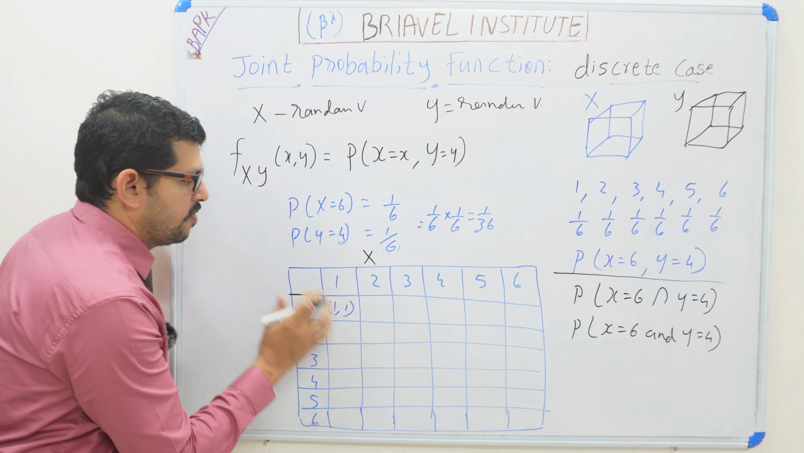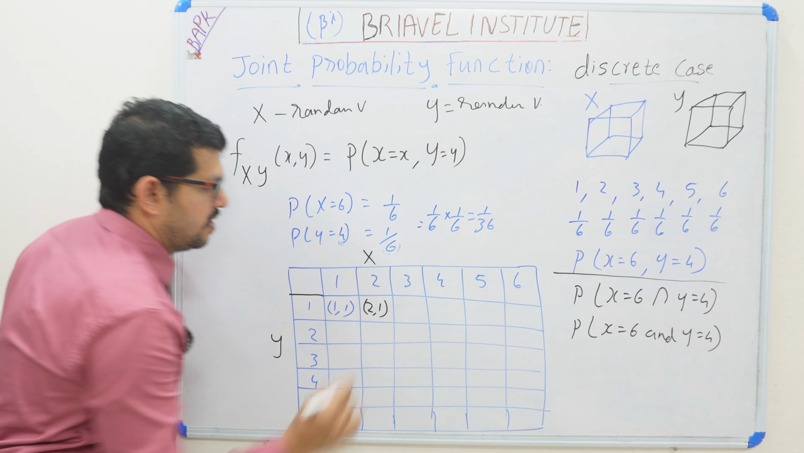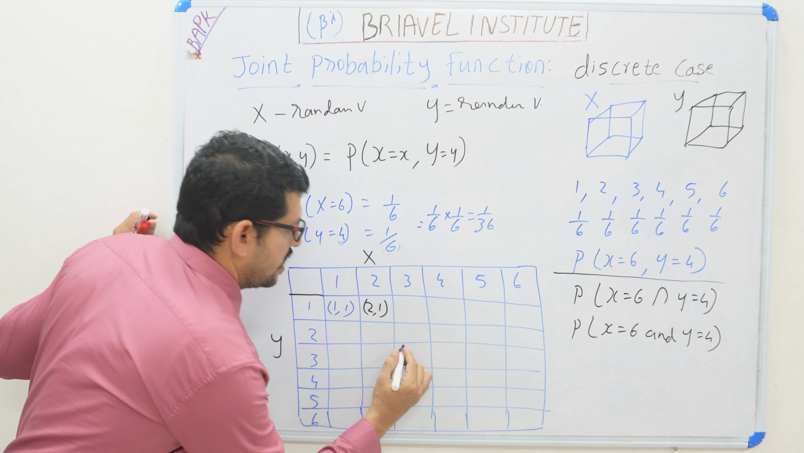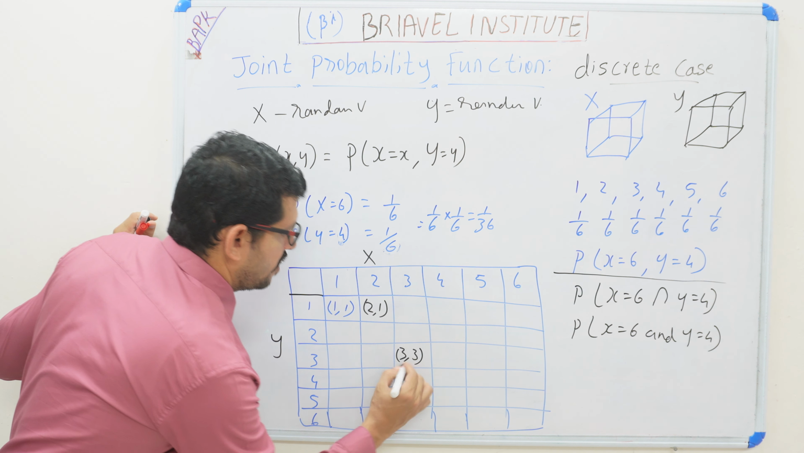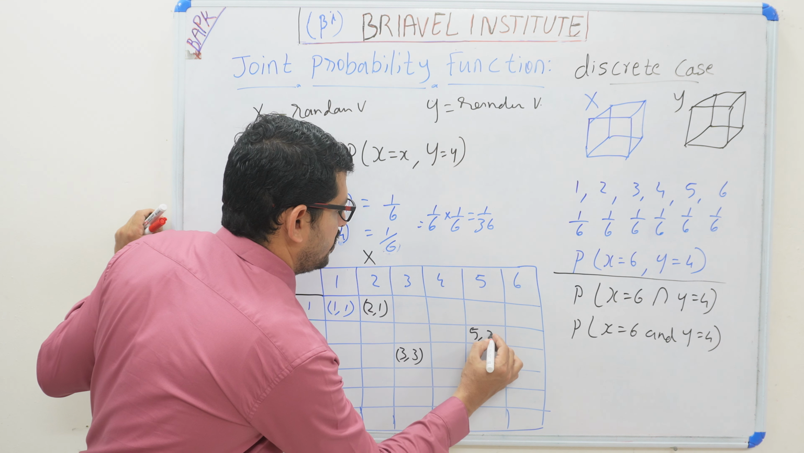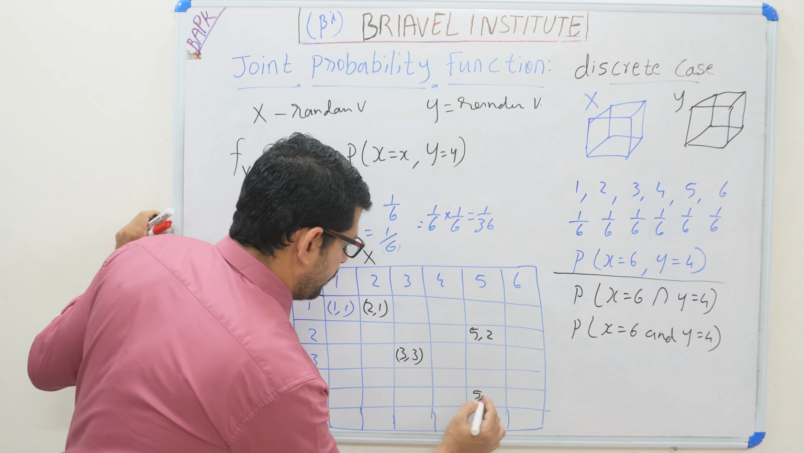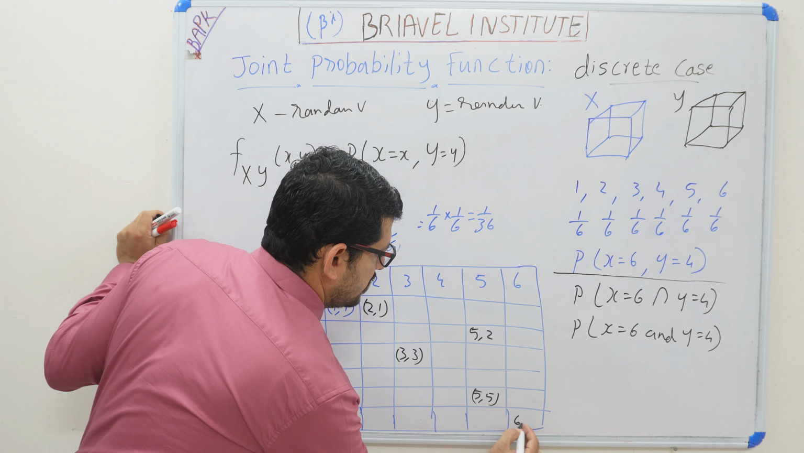I have a chance x is equal to 1 and y is equal to 1. I have a chance x is equal to 2, y is equal to 1. I have a chance here x is equal to 3, y is equal to 3, both are same. I have a chance here x is equal to 5 and y is equal to 2. Here x is 5 and y is equal to 5, same probability. Here is 6 and 6.